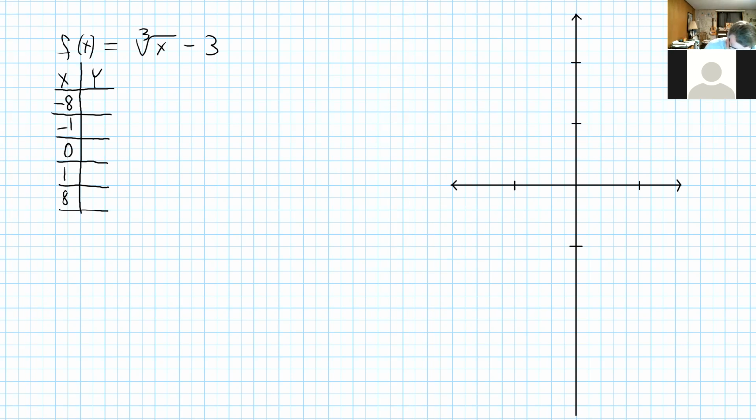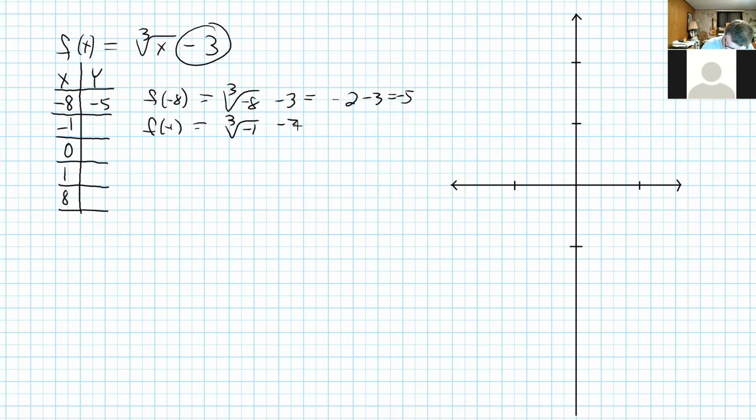So to find f of negative 8, we would have the cube root of negative 8 minus 3, which is negative 2 minus 3 or negative 5. Note that the minus 3 is not inside the radical. It's a separate term. Okay, so negative 8, negative 5. f of negative 1 is the cube root of negative 1 minus 3, which is negative 1 minus 3 or negative 4.